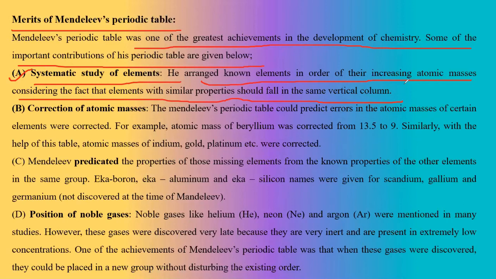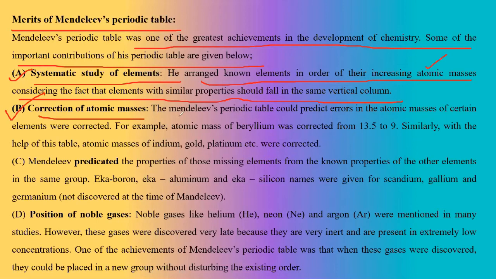This idea actually resulted in the formation of the modern periodic table, so it is of extreme importance, right? He arranged the then known elements in order of increasing atomic mass. This is okay, but he considered that these elements should fall in the same vertical column, which he called a group, right? And later on, we have seen that in the modern periodic table also it is called a group, right?